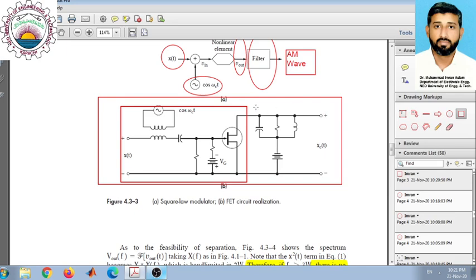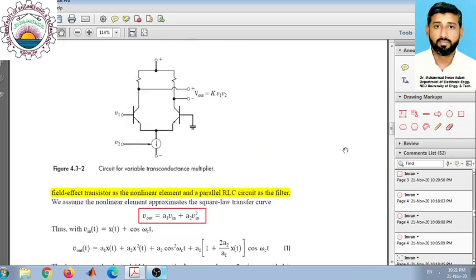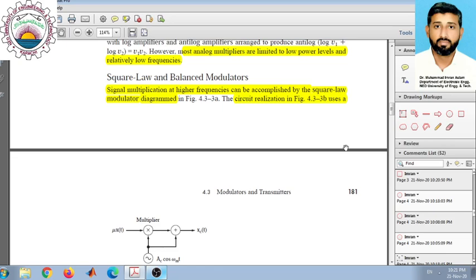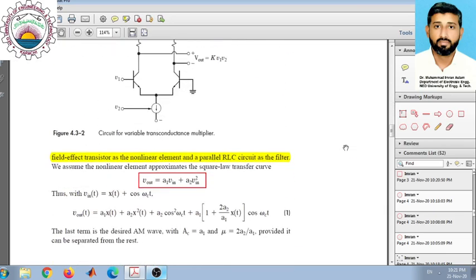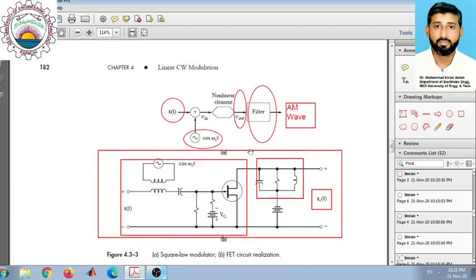And then the filtering is actually an RLC filter. This is the RLC band pass filter. You need to tune it by choosing the appropriate values of the inductor and capacitor to get the overall AM signal. So this part performs the function of filtering. So after filtering you will be getting the AM signal at the output. So this is how we can get the square law based AM signal by using this non-linear element.